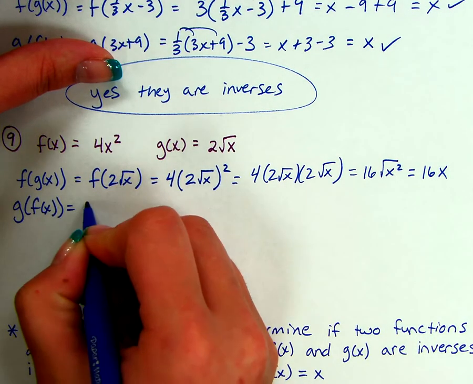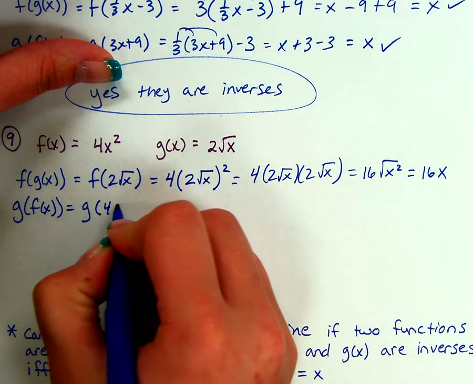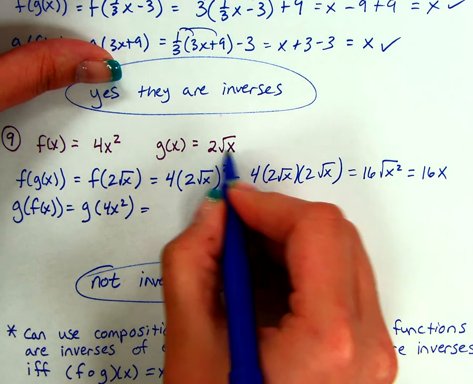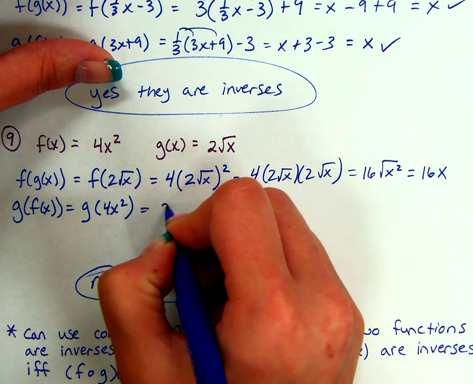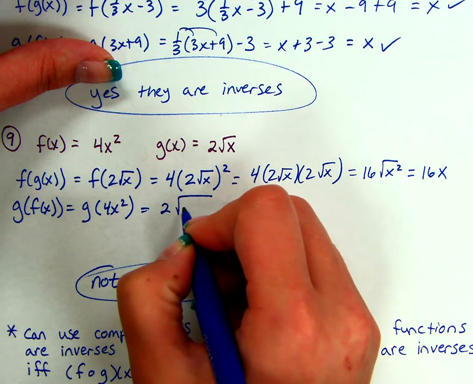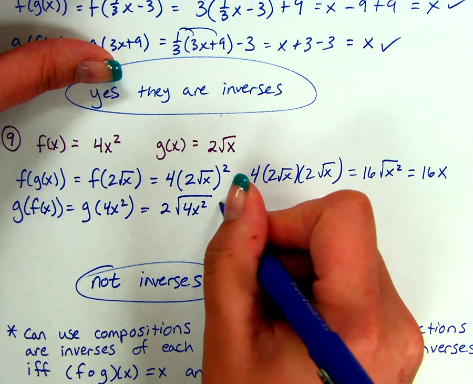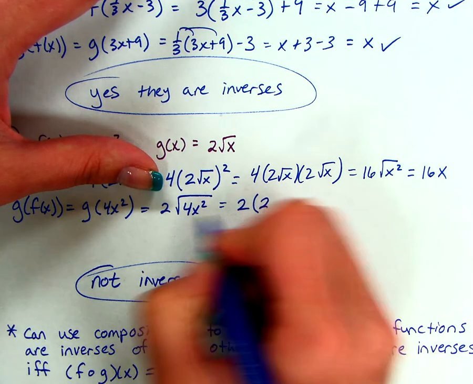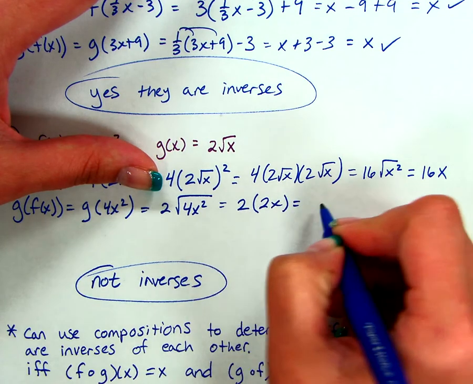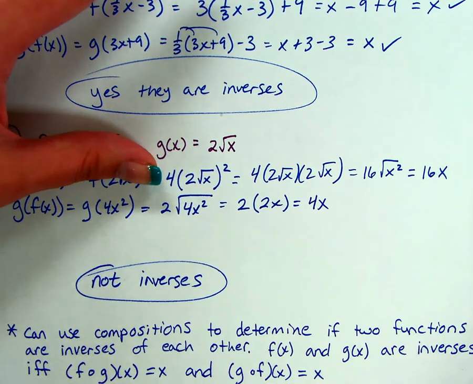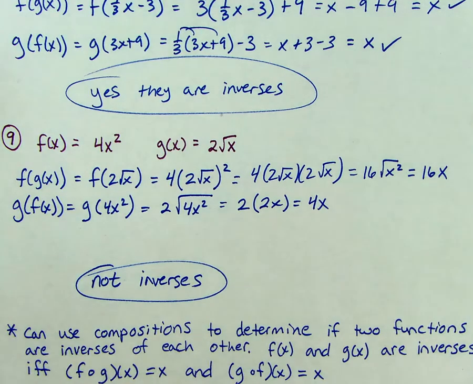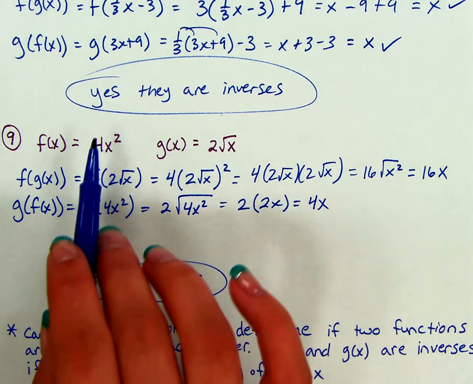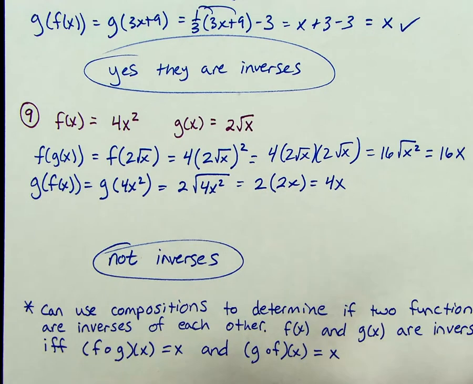Okay, so again, this is really asking us to do g of 4x squared. So again, I'm going to replace this x with 4x squared. So 2 and then the square root of 4x squared. So again, we're just simplifying. So this is 2 times, and then the square root of 4 is 2. The square root of x squared is x. And again, if we continue to simplify, that would give us 4x. So again, we didn't get x. So because we didn't get x when we did the composition, that means that these two are not inverses of each other. Okay, so we have to get just x for them to be inverses. And that will also conclude section 2.